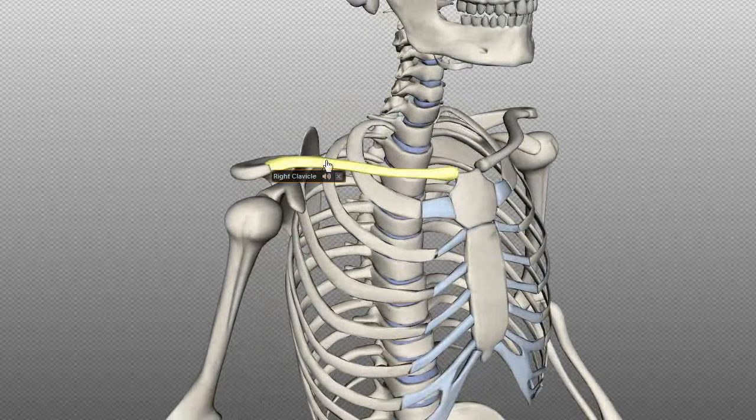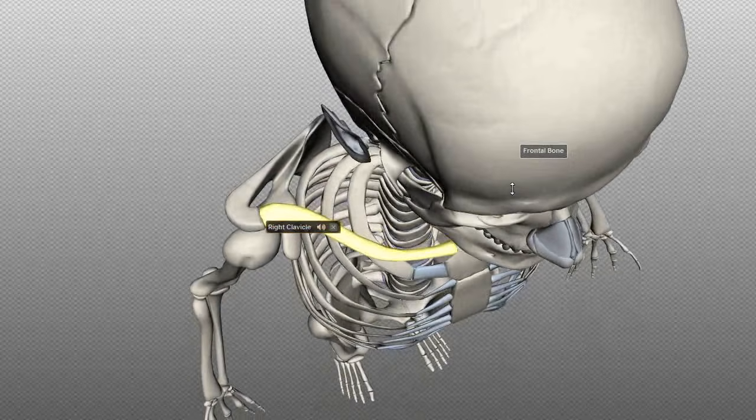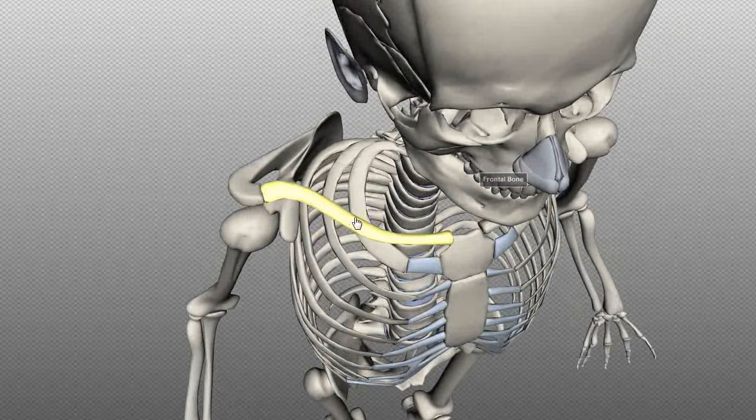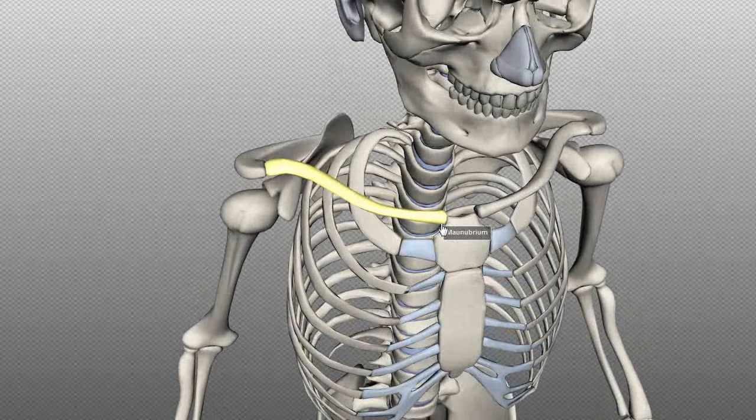The clavicle is this long bone here which connects the scapula at one end and the manubrium of the sternum at the other end. Medially it articulates with the manubrium, and laterally it articulates with the scapula at the acromion process. Looking at it from this superior view, you can see the curved, S shape of the bone, and it's convex medially just before it articulates with the manubrium of the sternum.